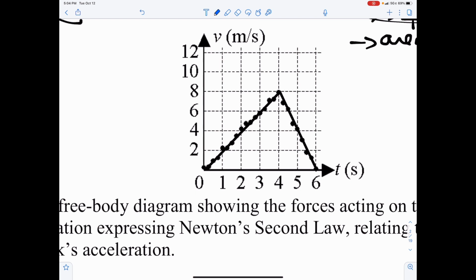That would be a slope of positive 2 meters per second squared, and that would be from 0 to 4 seconds. And then from 4 to 6 seconds, we have a downward slope going down 8 over 2, which would be negative 4 meters per second squared.